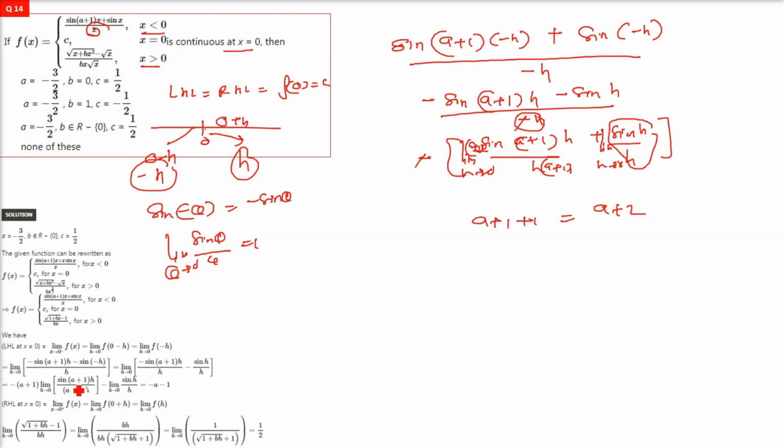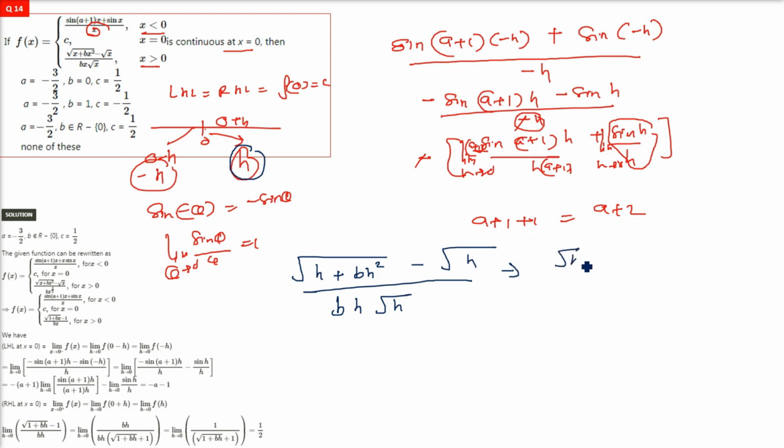Coming to the right hand limit. Now for the right hand limit, see here, I am just changing the color so that you understand we are doing it for x greater than 0. So for x you have to put 0 plus h. So 0 plus h is h only, so replace this x by h. It becomes (h plus b h square) minus under root h, divided by b h under root h.